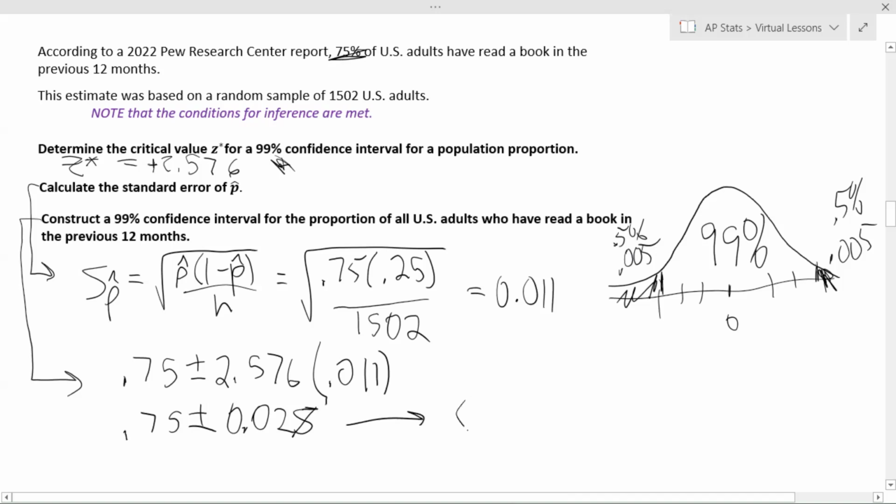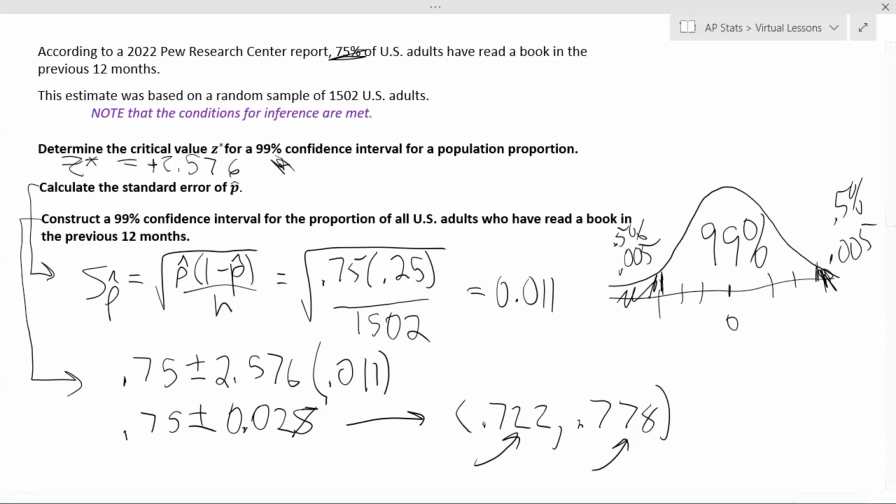So our interval, now you state it in parentheses separated by a comma. So you do 0.75 minus the 0.028 and then 0.75 plus the 0.028. And you would have 0.722 and 0.778. And notice the first number is always less than the second number in your confidence interval.